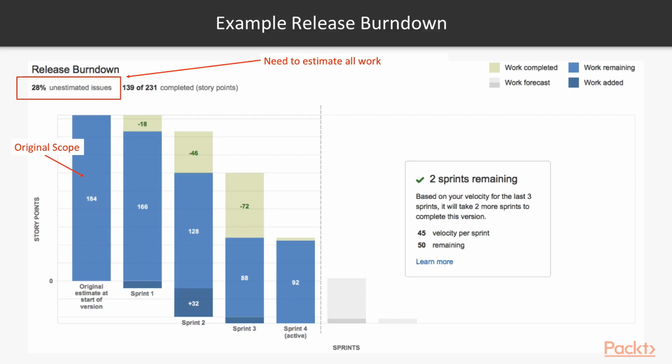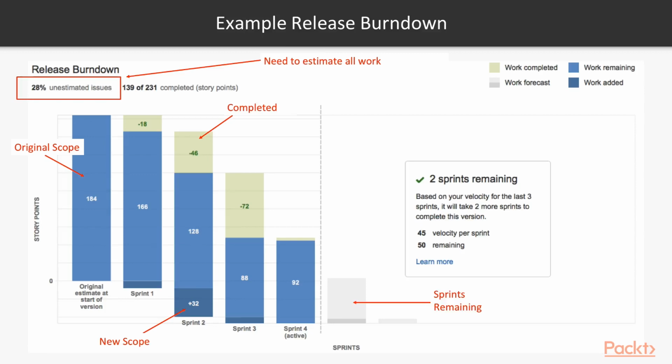And so that medium blue bar represents the original scope of the version at the time of creation. The dark blue in the example here, plus 32 points from sprint 2, represents new scope, so work that was added in this iteration to this version and is now part of this release. You can see that the green bar represents work that's been completed. So in sprint 2, we finished 46 points of original scope and added 32 points that were new. We still have 128 points of original scope remaining.